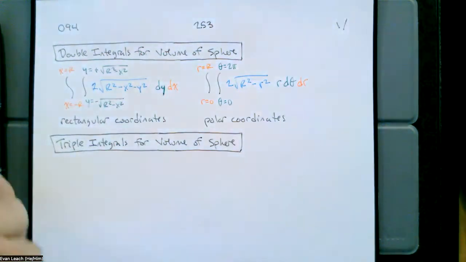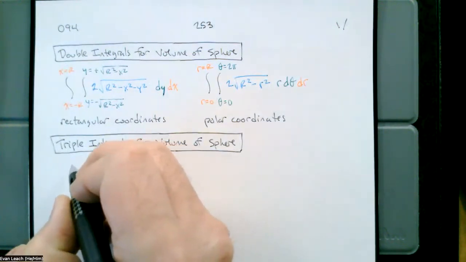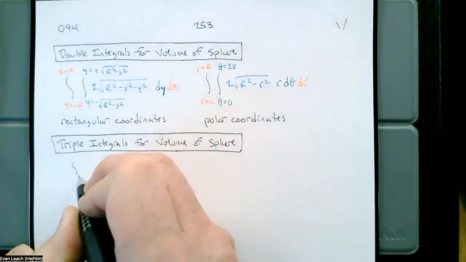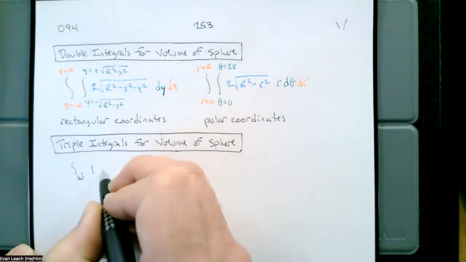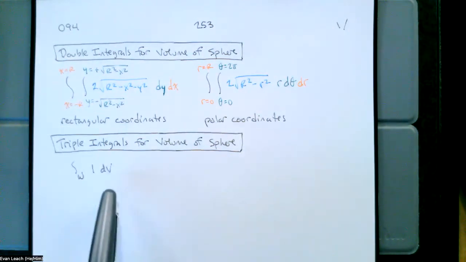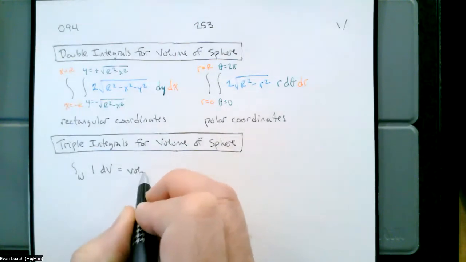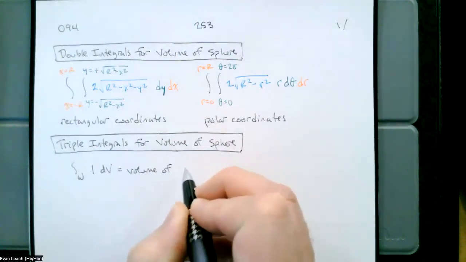Remember that what we're going to do here is write the integral over W, a solid W, of 1 dV. So this will give us the volume of the solid W. 1 is a unitless placeholder function. There's no units on the 1. All the units are going to come from dV. And so this will give us the volume of the solid W.